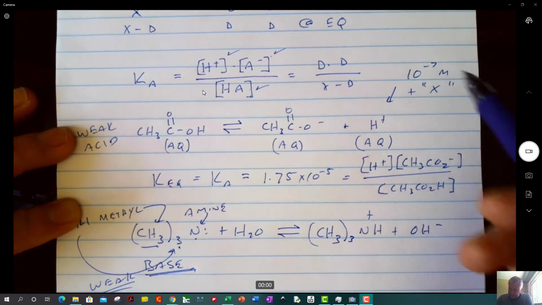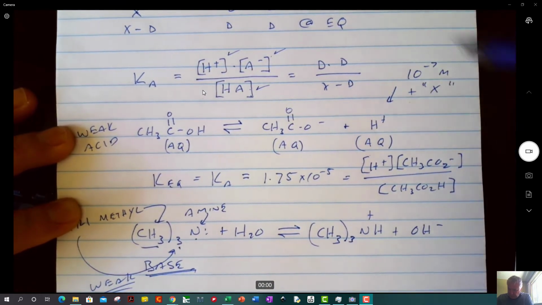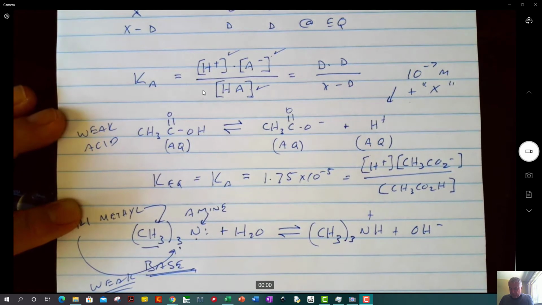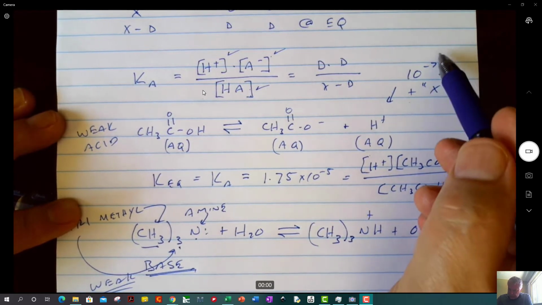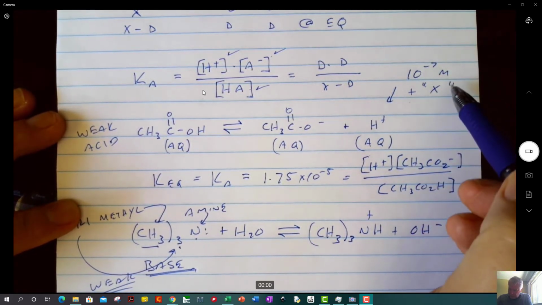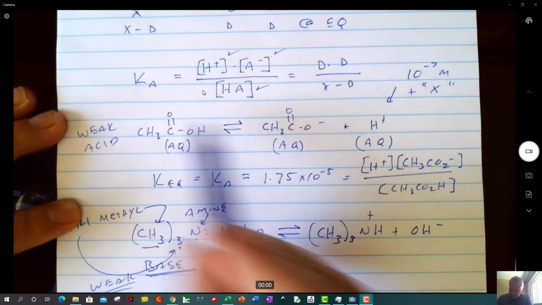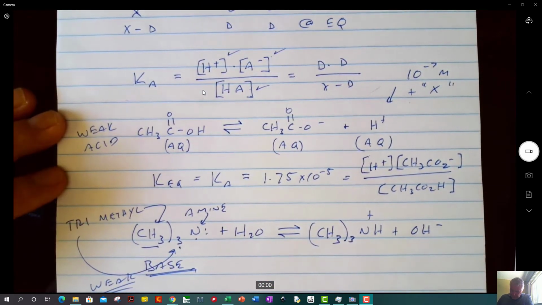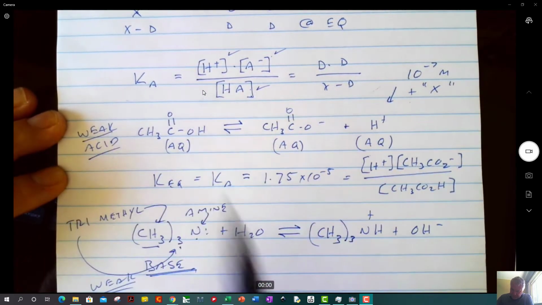And they're weak because these equilibria apply under normal conditions. So they don't completely dissociate in water, or they don't completely react with water to form base, right? Under normal conditions, normal concentrations, there's an equilibrium constant that you can write like that. So these are called weak acids and bases, right?